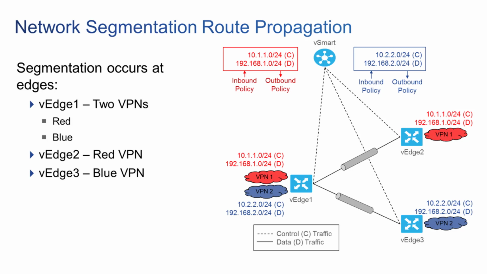This gives us that layer 3 isolation that's required for different segments in the network. vEdge 1, for example, has two VPN route tables. vEdge 2 and vEdge 3 each only have one route table. The vSmart controller maintains the VPN context for each of the different prefixes in this particular case.